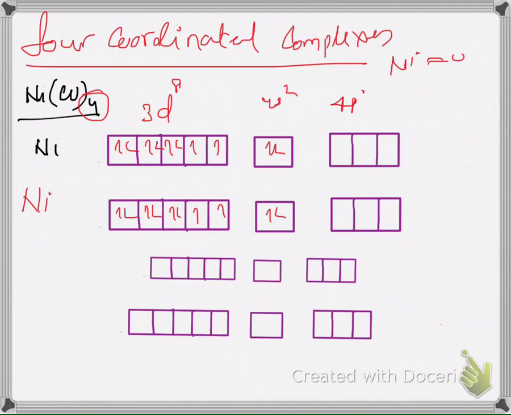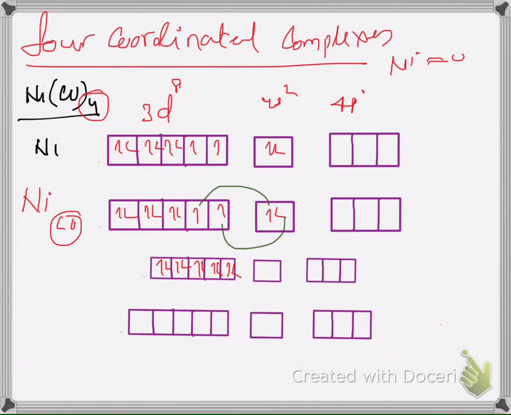But the carbon monoxide ligand is the strongest ligand in the spectrochemical series. So internal pairing is sure. So this electron pairs up to this orbital and this electron to this orbital. So you can draw it like this, 3d10. So 4s is vacant and 4p is already vacant.